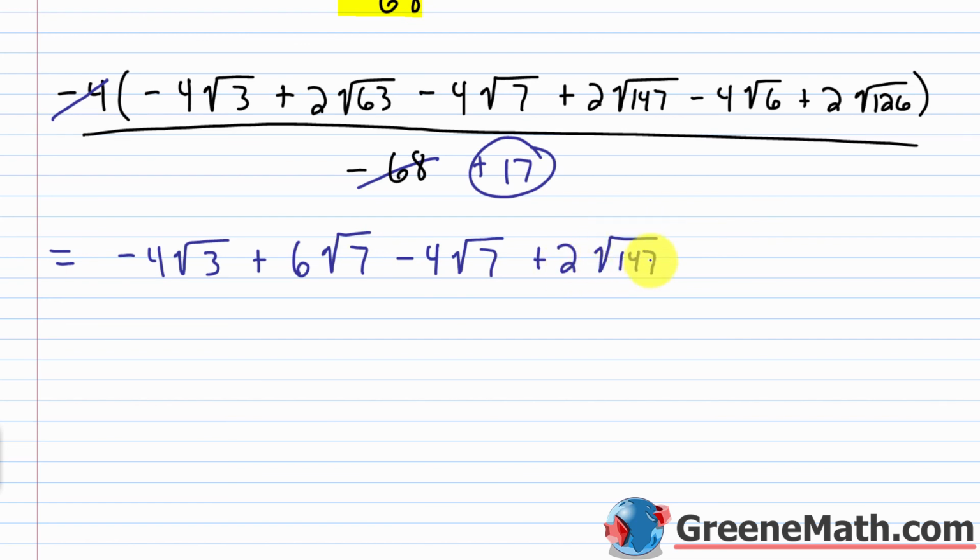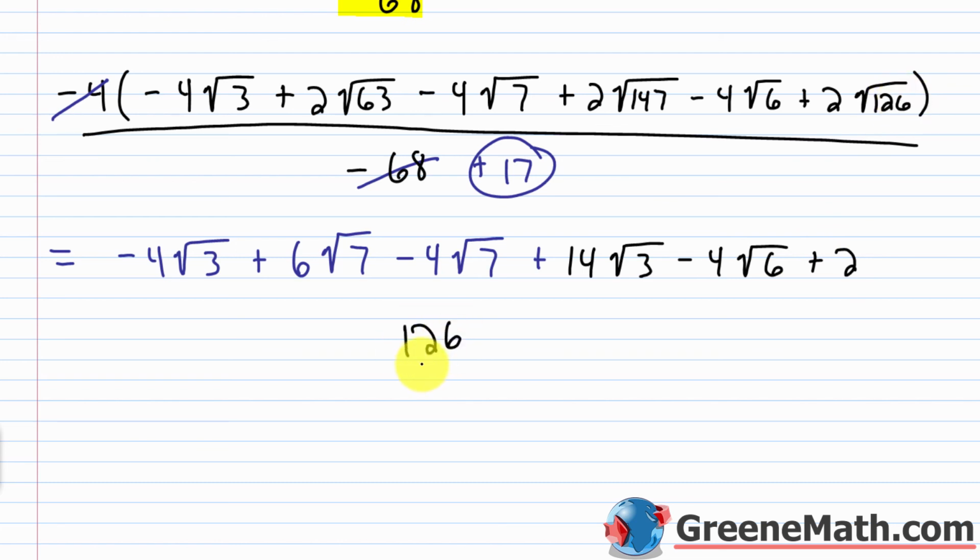Now, let's stop for a second. 147, we don't work with that very often. But this is 49 times 3. Now, we know that 49 is what? It's 7 times 7. So I could say we have the square root of 49, which is 7, times the square root of 3. So 7 times 2 would be 14. So this would be 14 times the square root of 3. And then you have minus 4 times the square root of 6. And then lastly, plus 2 times the square root of 126.